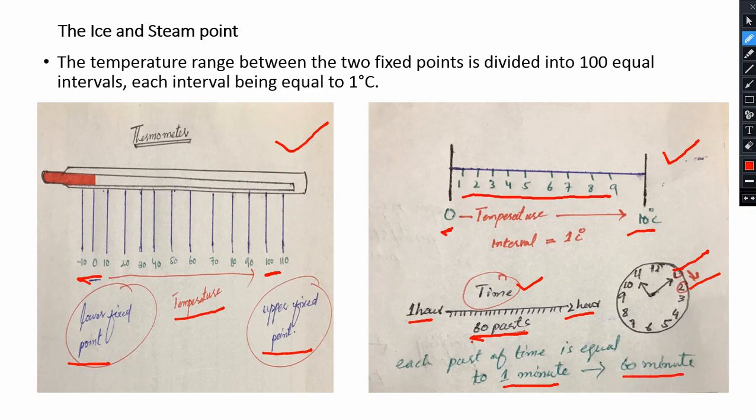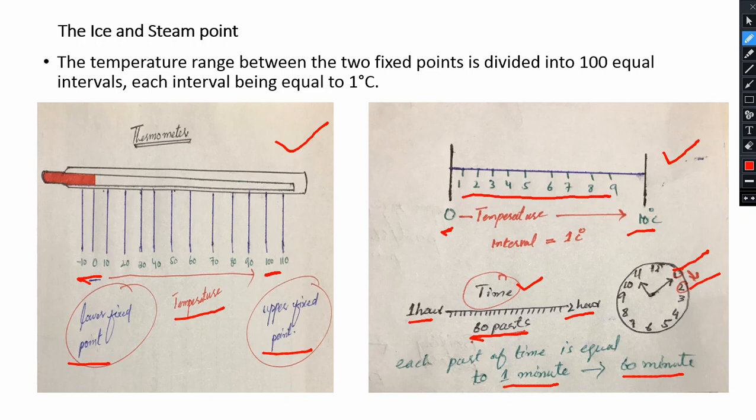The same goes here. In the thermometer, or in the temperature, we not only have 0 and 100 degrees Celsius, we have more temperatures, and that range is divided into 100 equal intervals, and each interval is equal to 1 degree Celsius. This is the end of this lecture. I hope you have understood it better.